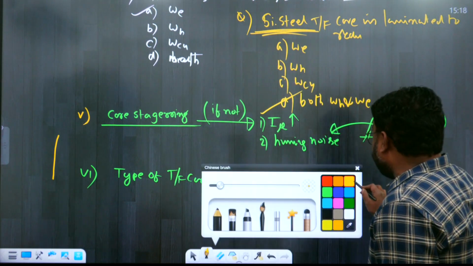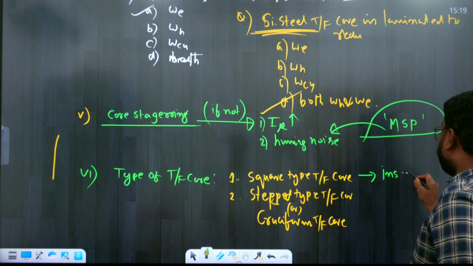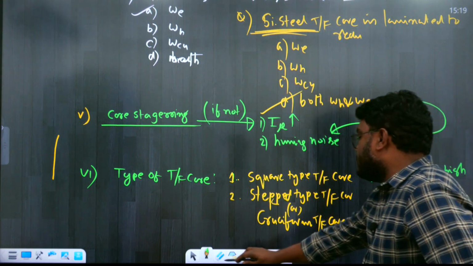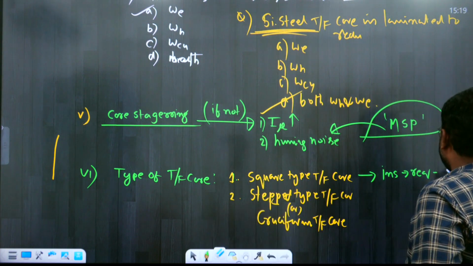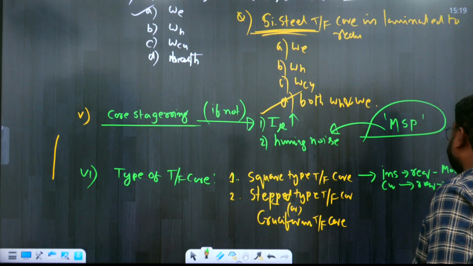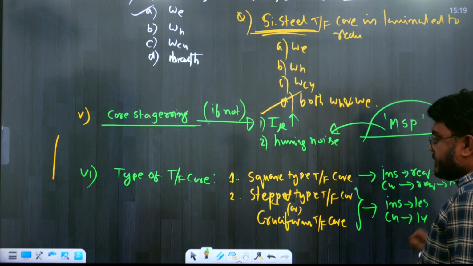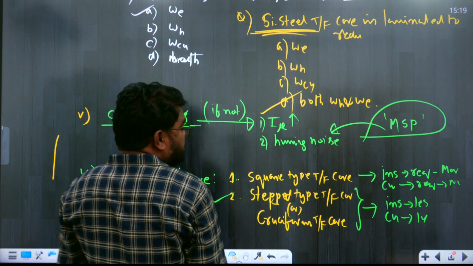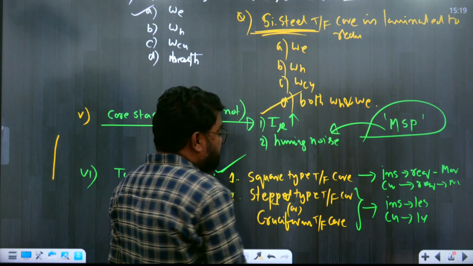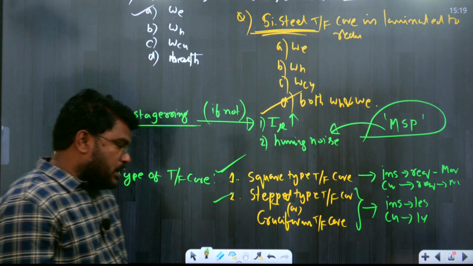In the square type transformer core, the insulation requirement is high, and the amount of copper required is also more. In the stepped type, the insulation requirement is less, and the copper requirement is also less. From an economical point of view, the stepped type core is preferable to the square type, but from a mechanical balance point of view, the square type is preferable to the stepped or cruciform core. These are the main points about the transformer core.